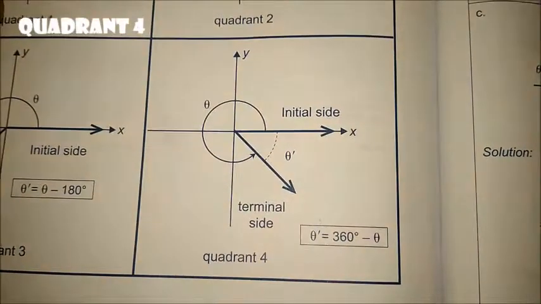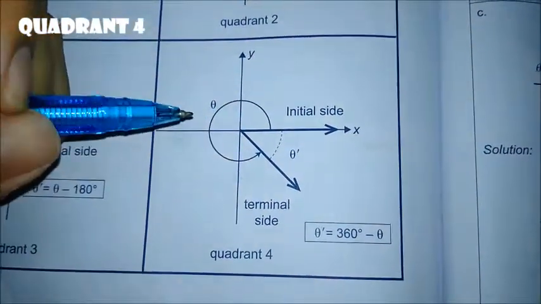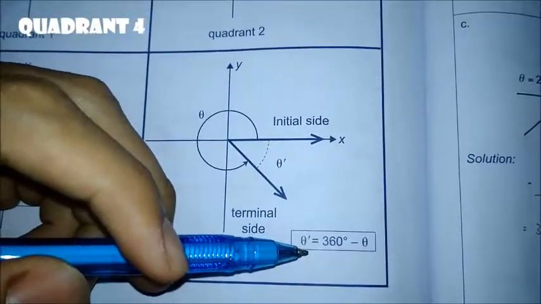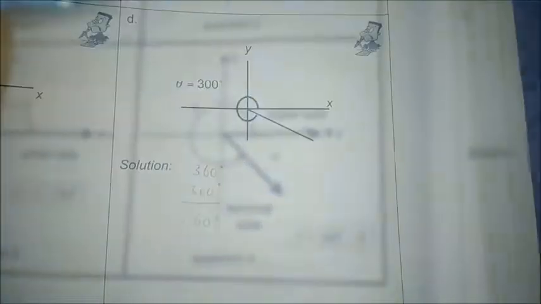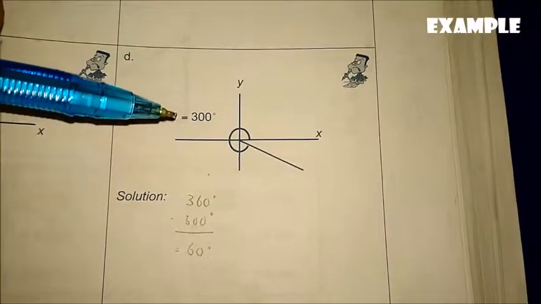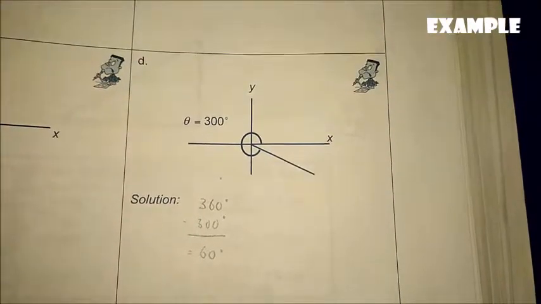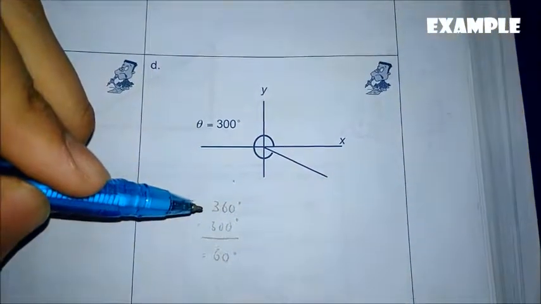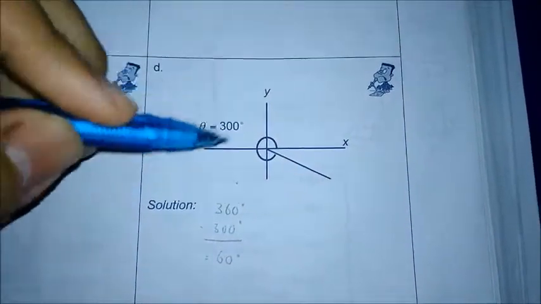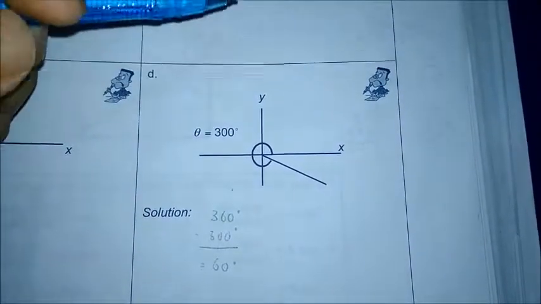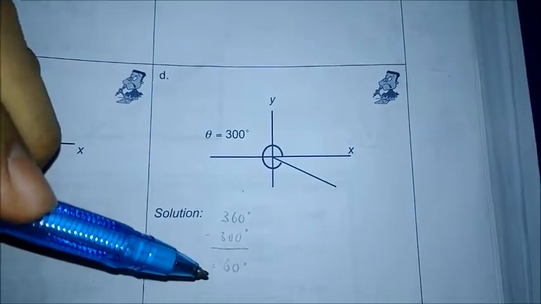As for quadrant 4, the formula to calculate the reference angle is 360 degrees minus the angle given. For example, the angle given is 300 degrees. So using the formula, we need to subtract 300 degrees from 360 degrees, which gives you 60 degrees. 60 degrees will be the reference angle for this question.